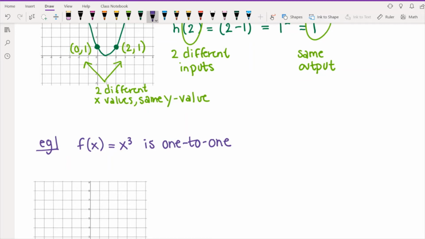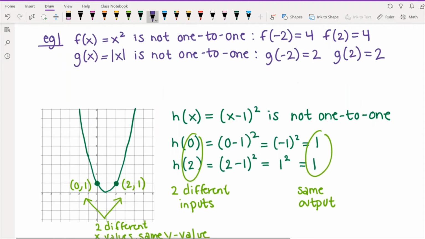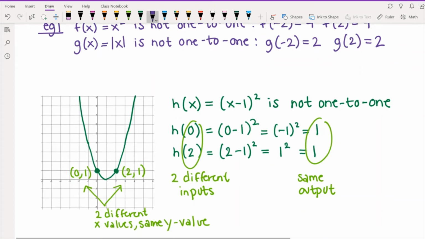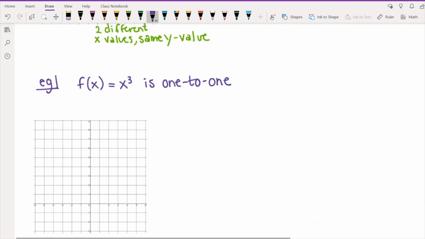Why was it that we were getting repeated results with these functions that are not one-to-one? Well, it's because when you square a number, it doesn't matter whether that number was negative or positive, you get the same result. So there's basically a way with squaring to get the same result from different inputs. Whereas with cubing, it just doesn't have that same property. Every different number you plug in is going to give you a different result.